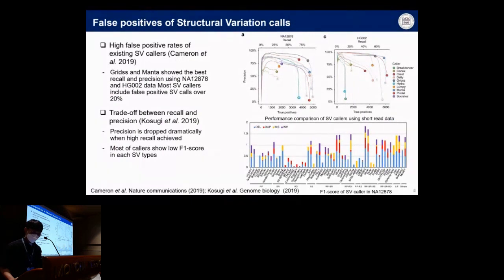And in general, they have a very strong trade-off between recall and precision. So precision dramatically drops when they get high recall scores. This results in low F1 scores, according to Kosugi et al.